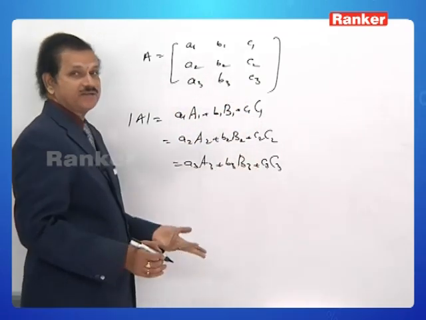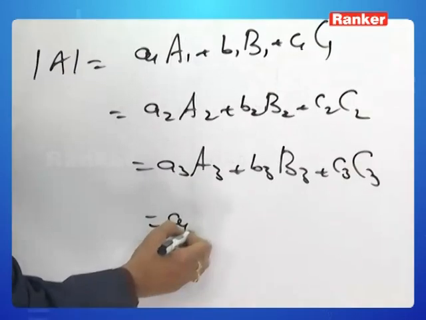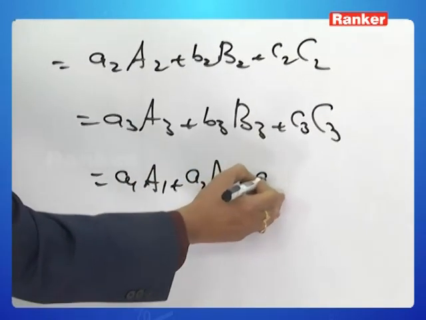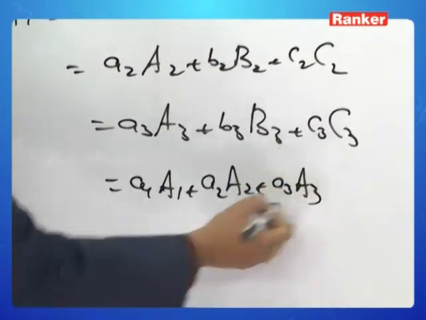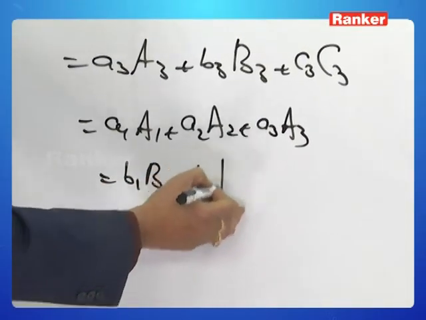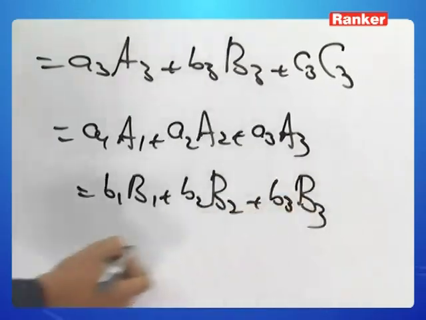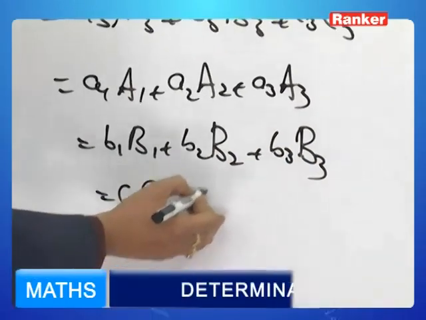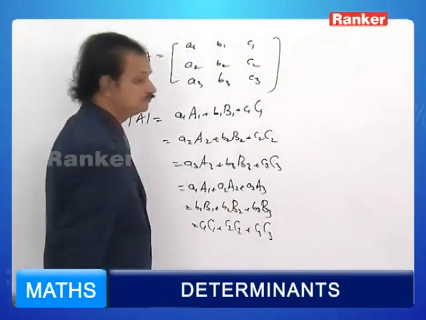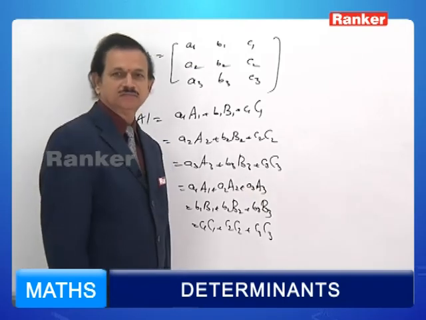You see, it can be done in view of columns also, like this. a1 A1 plus a2 A2 plus a3 A3, equal to b1 B1 plus b2 B2 plus b3 B3, equal to c1 C1 plus c2 C2 plus c3 C3. In any way you can proceed.